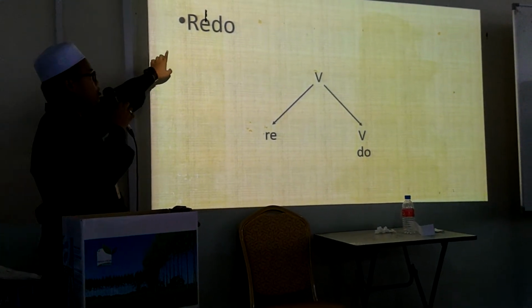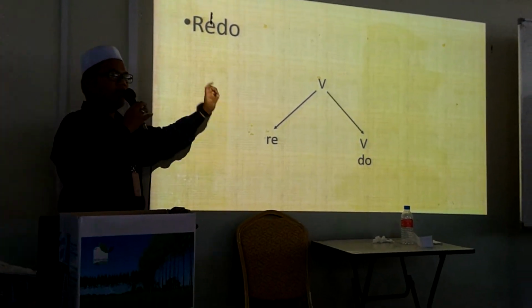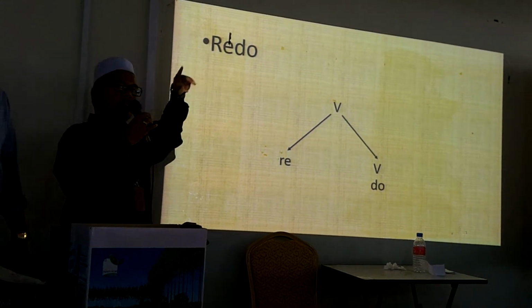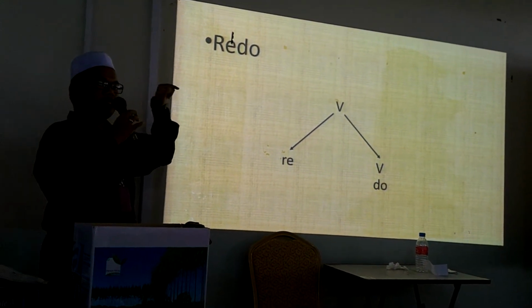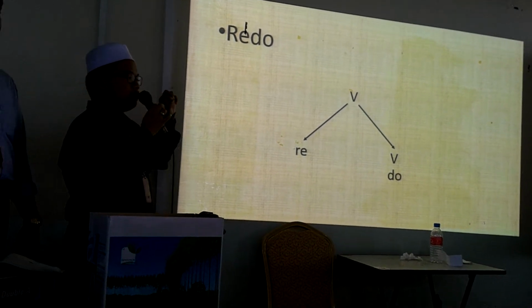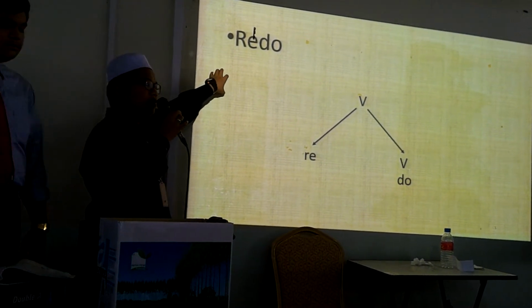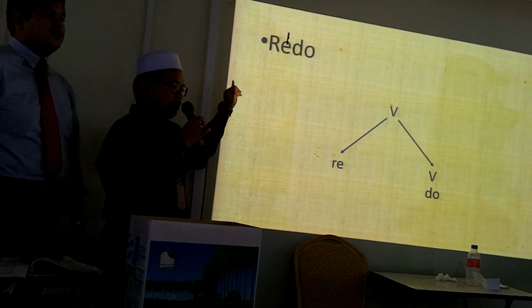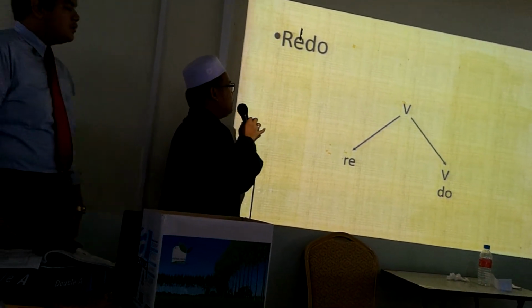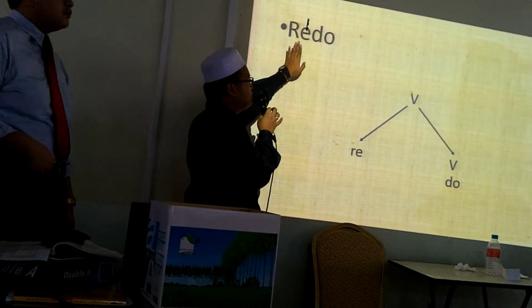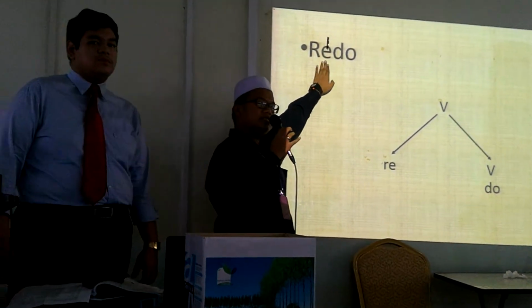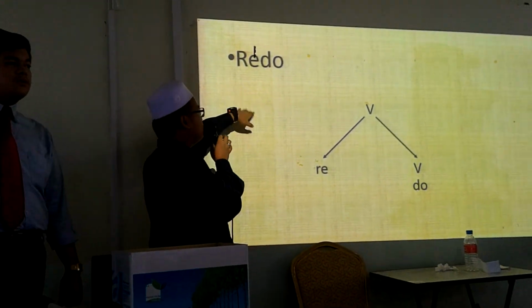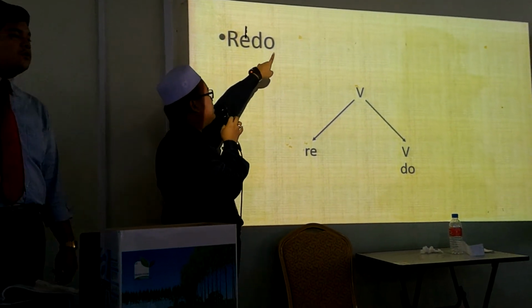Okay, for the first one, the word redo. To draw a word tree, firstly you have to identify the word class of this word. As you know, we have two types of word class, the content words and the function words. The word tree only involves the content words, which are verb, adverb, noun, and adjective. So firstly you identify the word class of this word. Redo is a verb. Then you identify the morphemes of this word. The first one is re, and the second one is do.